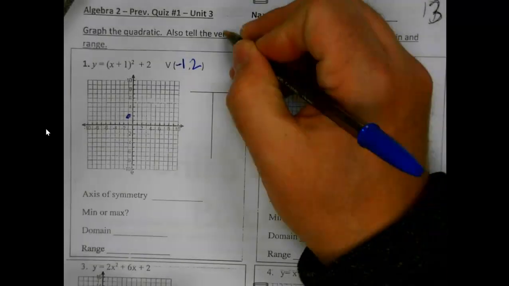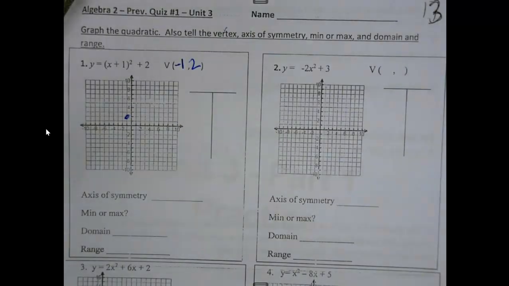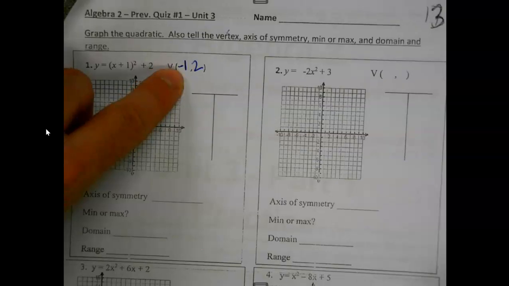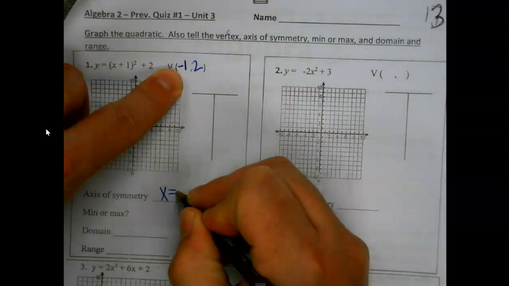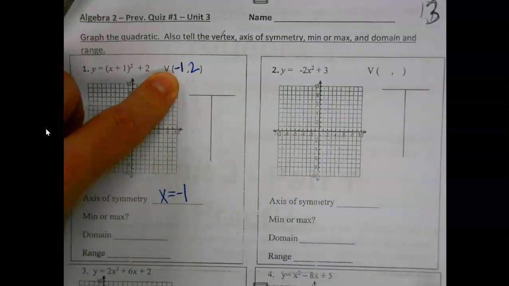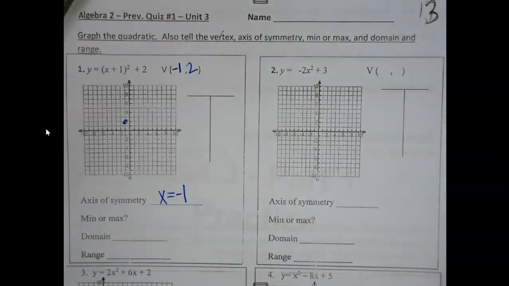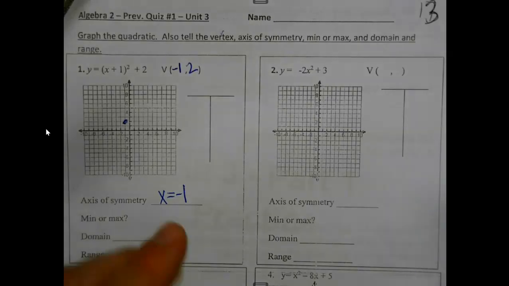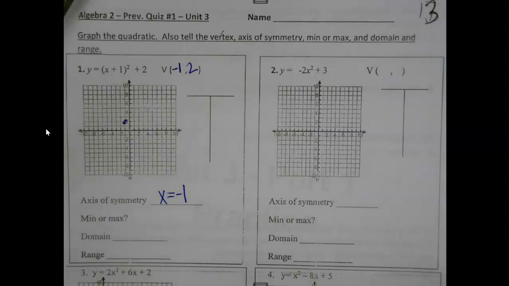So tell the vertex, got it. Axis of symmetry is just the x value of your vertex. So if I've got one, I've got them both, but you got to put the x equals. If you just put -1, you're going to get dinged because it's a line. So what do I do with the rest of this stuff? Well, I think we're at a point.